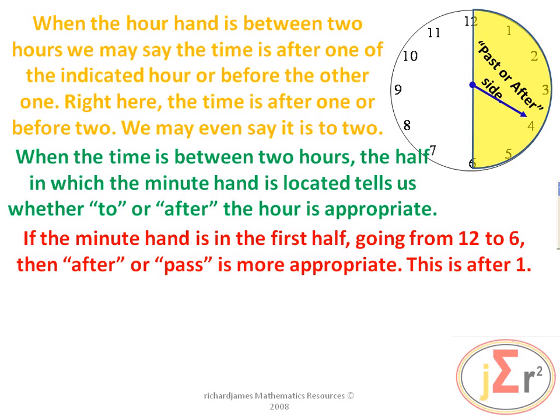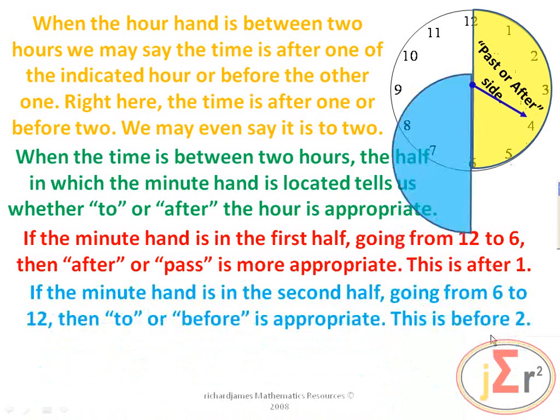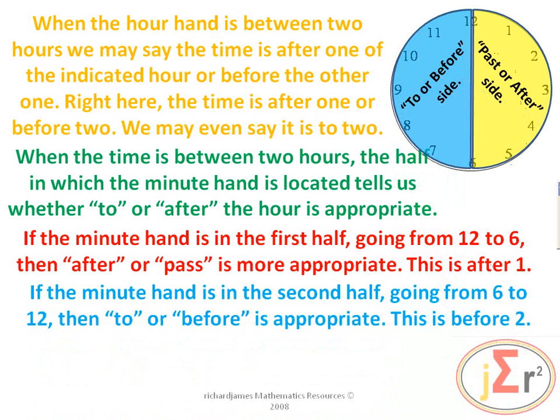So the time that we have is after 1. So after is more appropriate if the minute hand is located in the first half, which goes from 12 to 6. If the minute hand is in the second half, going from 6 to 12, then to or before is appropriate. This is before 2. So the time that we have here, if the minute hand is located in this half, is more appropriately read as before the hour or to the hour.